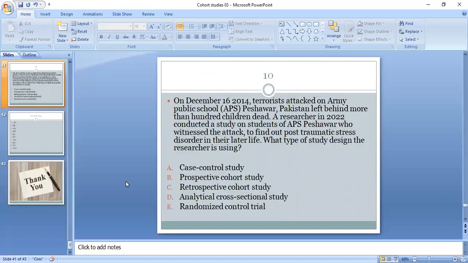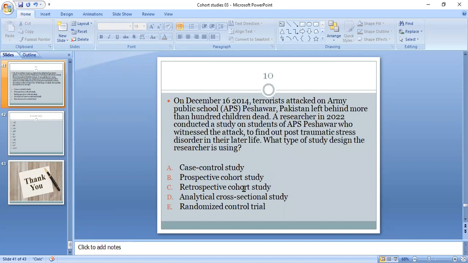Last MCQ: on December 16, 2014, a terrorist attack on Army Public School Peshawar, Pakistan, left behind more than 100 children dead. A researcher in 2022 conducted a study on students of APS Peshawar who witnessed the attack to find out the post-traumatic stress disorder in their later life. What type of study design is the researcher using: case control, prospective cohort, retrospective cohort, analytical cross-sectional, or randomized control trial? Charlie.